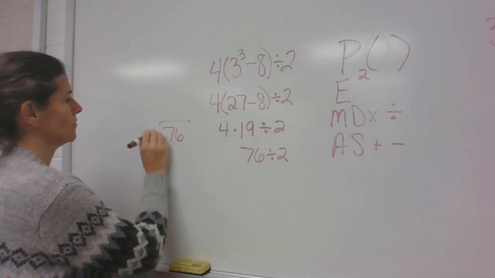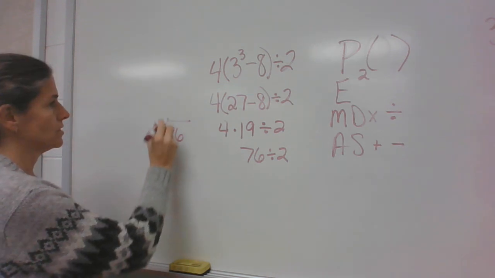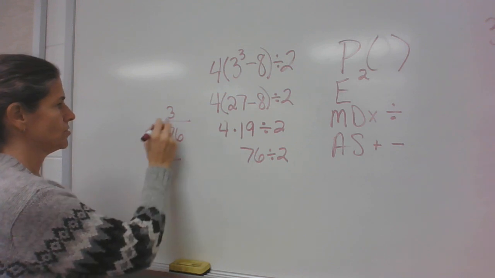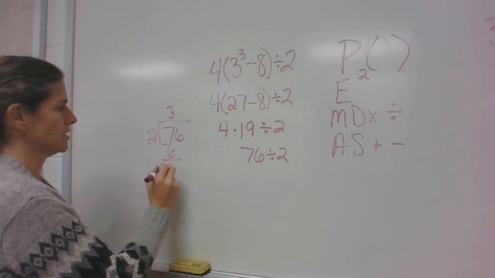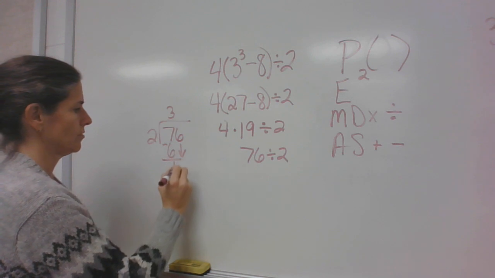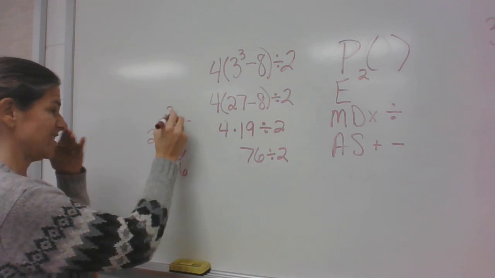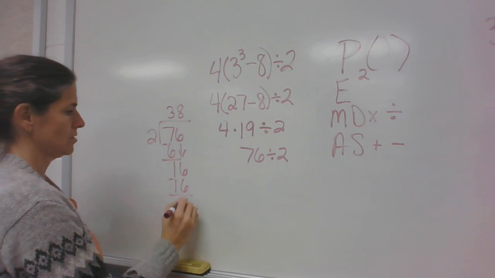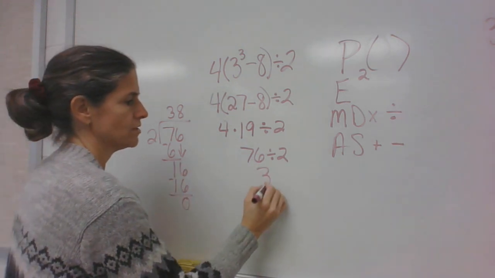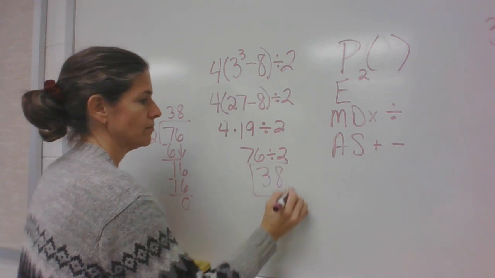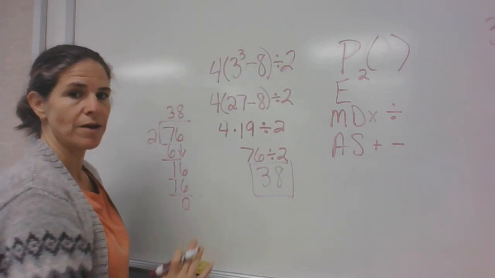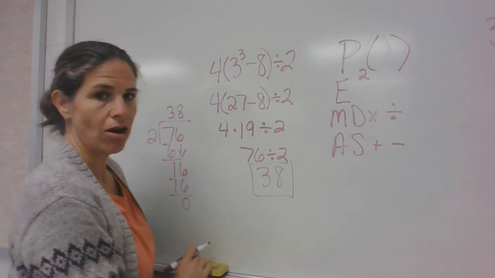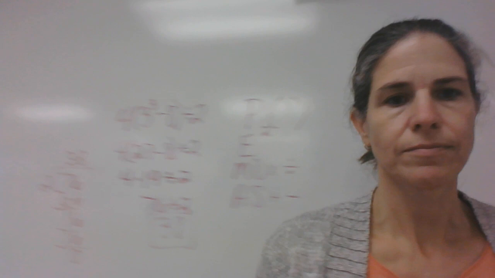76 divided by 2. 2 goes into 7 3 times. 2 times 3 is 6. 7 minus 6 is 1. Bring down the 6. 2 goes into 16. 8 times 2 is 16. No remainders. My answer is 38. All of this was my work. That's what I need to see when you turn in your quiz. I need to see all of your steps.